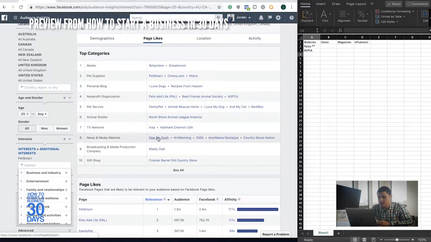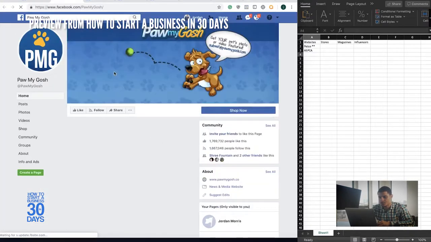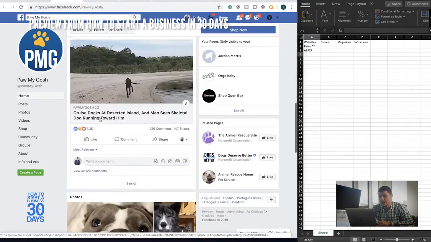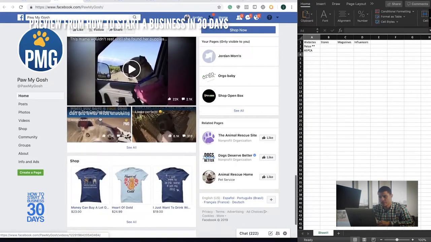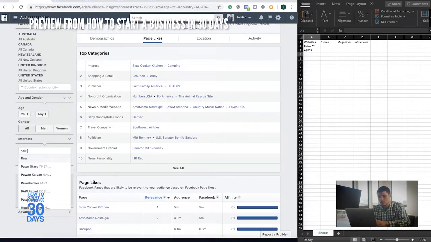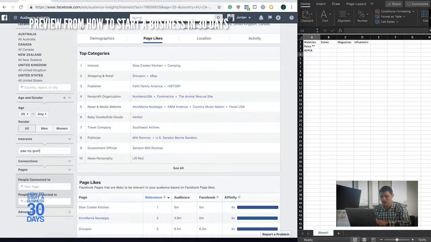Paw My Gosh. This might be cool. News and media website. Paw My Gosh. PMG. There we go. See, these dogs are some shedding dogs, right? So let's see what we got here. PMG, Paw My Gosh. See, Paw My Gosh isn't there either. So here's one that I think we should try. Let's try Dog Mom.